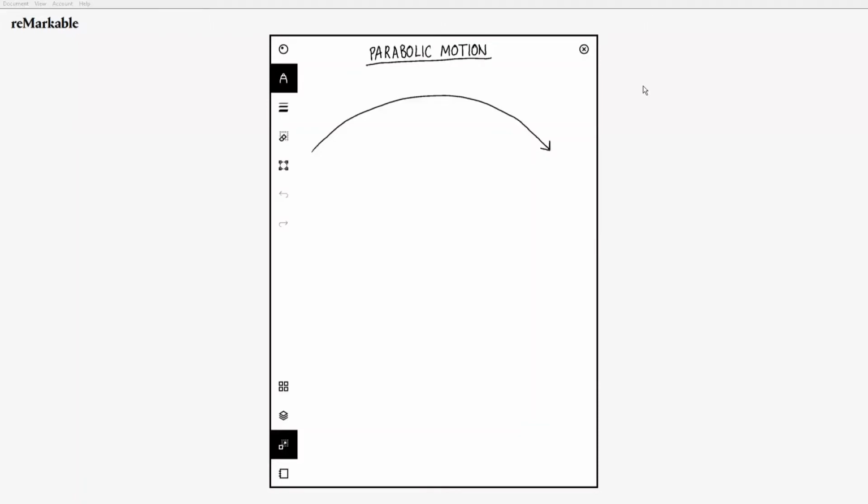Hiya, so today we're going to go very quickly over parabolic motion and what it means. Parabolic motion is whenever an object moves in a parabola as shown. That's the name of that shape, a parabola. And whenever it's moving like that, there are some important things to remember.